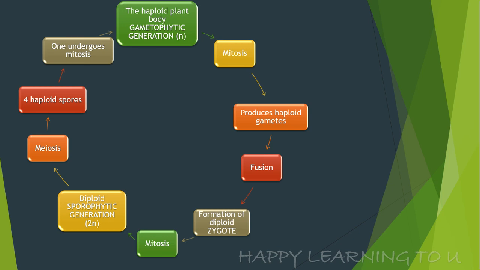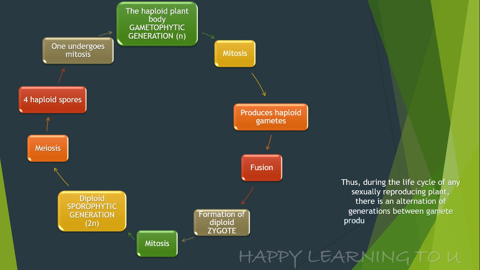So before that, let's understand that during the life cycle of any sexually reproducing plant, there is an alternation of generation between the gamete producing haploid gametophyte and the spore producing diploid sporophyte. It is this generation and this generation. So there is alternation between the gametophytic generation and the sporophytic generation in any sexually reproducing plant.